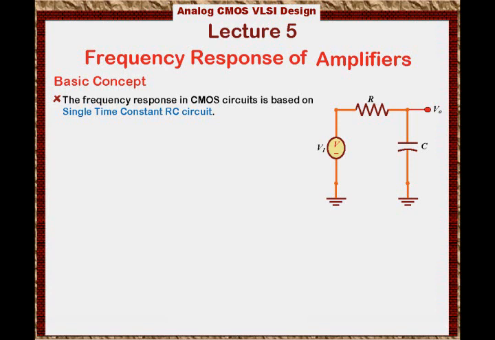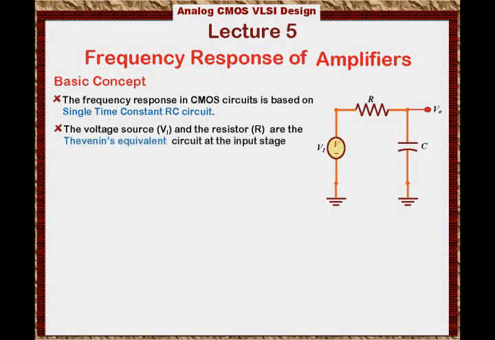So one of the things we will notice is that the voltage source VI and the resistor R are basically the Thevenin equivalent circuit at the input stage. So if you have an amplifier, the amplifier has an input stage. This input stage can be a previous amplifier or a previous module, or it can be the input signal coming in from the antenna in the case of a wireless circuit, for example. So the input stage can be either the input signal or the output of the previous stage in your system or in your circuit. By any means, we can use Thevenin theorem to simplify that input stage into a voltage source and an input resistance.